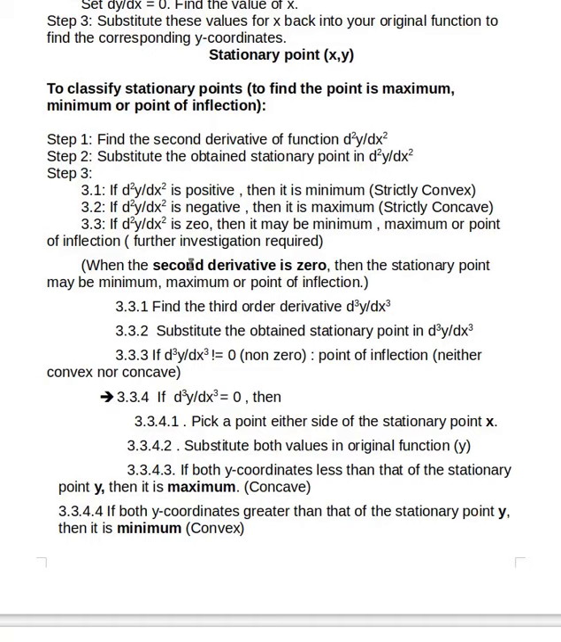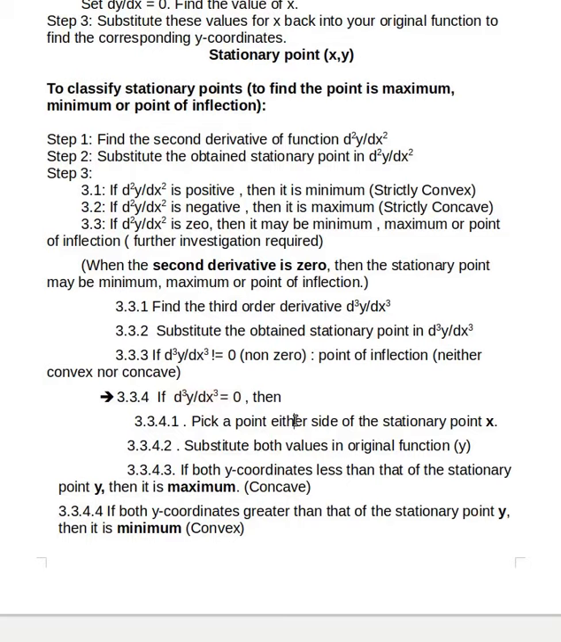So when the second order derivative is 0, we find the third order derivative and substitute the stationary point value, that is this x value, into the third order derivative. If it is non-zero, then we can say it is a point of inflection, that it is neither convex nor concave. But if it is equal to 0, then we need further investigation.